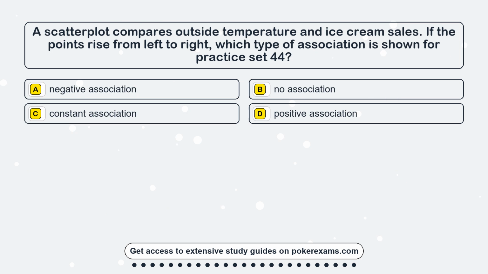Question 25. A scatter plot compares outside temperature and ice cream sales. If the points rise from left to right, which type of association is shown for practice set 44? Option A, negative association. Option B, no association. Option C, constant association. Option D, positive association.